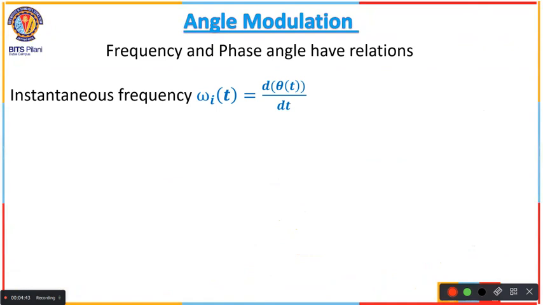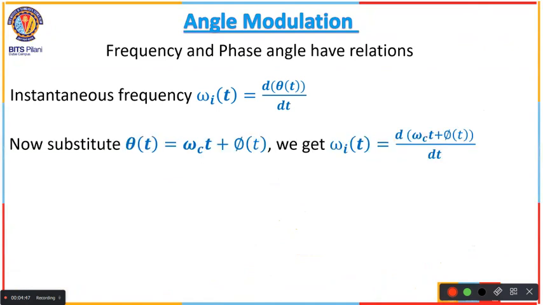Now in our case, what is theta of t? It is omega ct plus phi of t, yes or no? So now theta of t is equal to omega ct plus phi of t. Now you will get omega i, that is the instantaneous frequency of the modulated wave, is equal to d of omega ct plus phi of t by dt. Which is constant in this, tell me? Omega ct is constant, right? Phi of t is the one which is varying, right? Omega c is constant.